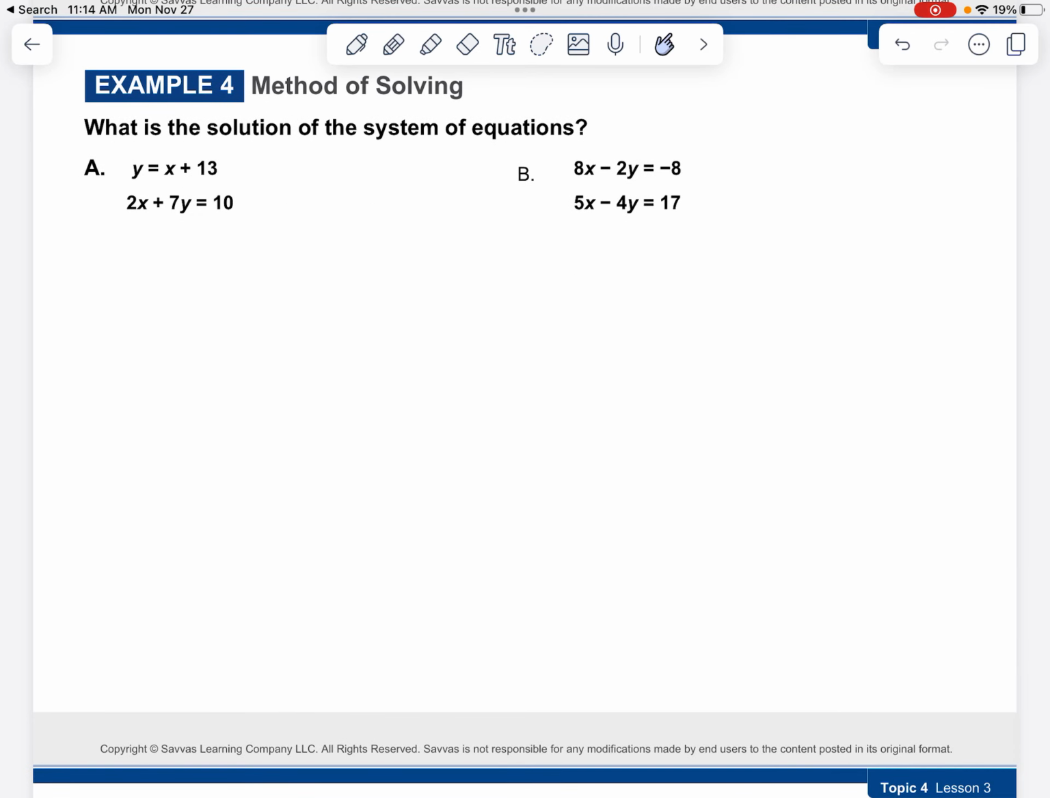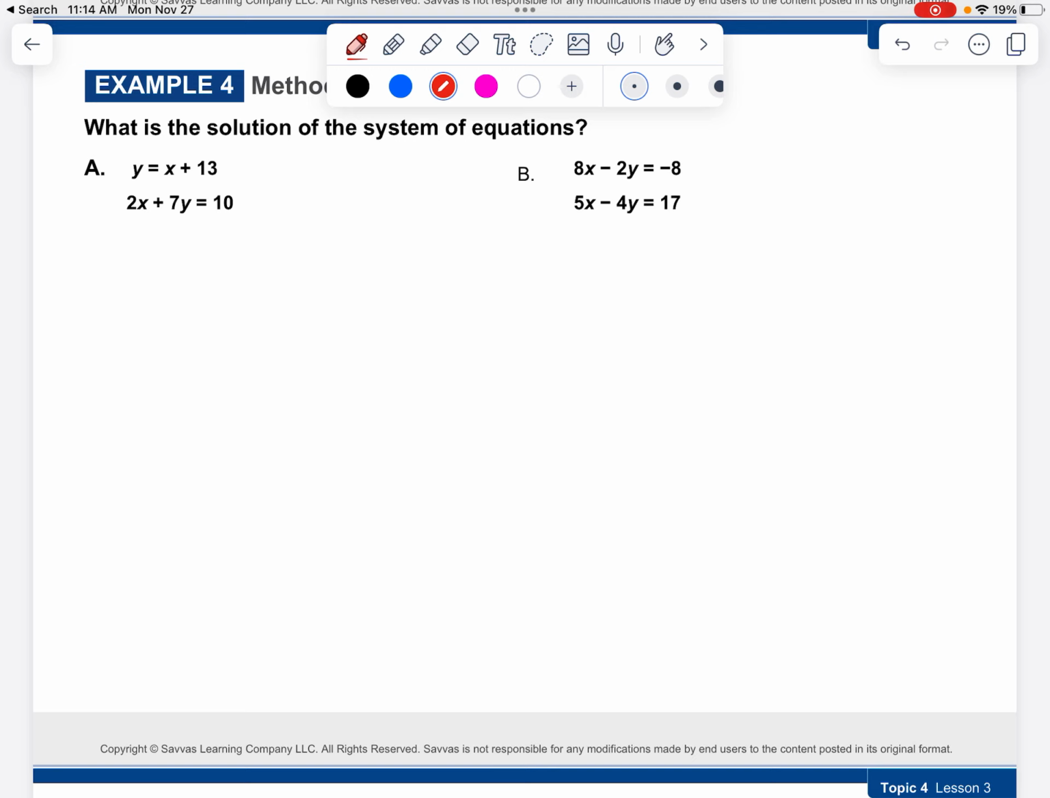What is the solution to the system of equations? Because of how these equations are set up, for these types of examples, you have to figure out what method you're going to use. You have graphing, substitution, and elimination.